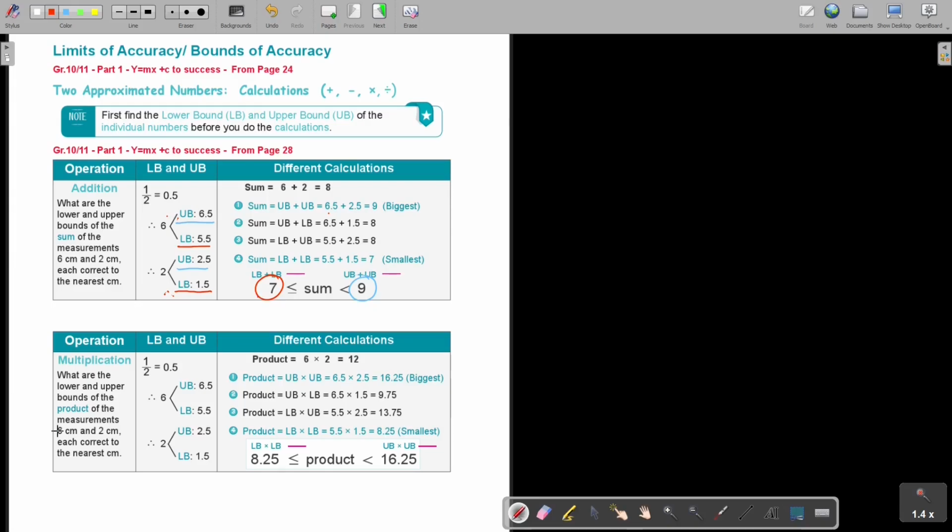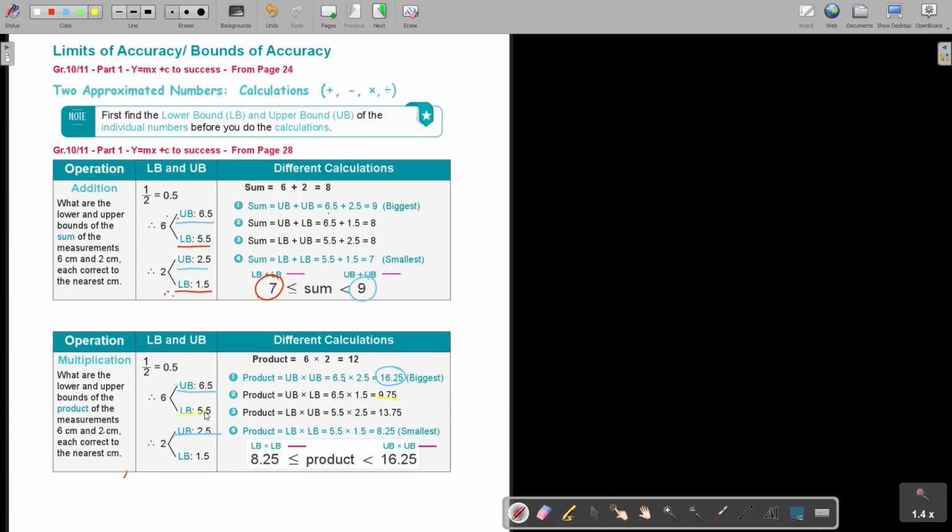Again, if you say 6 times 2, that is going to be easy. 6 times 2 is just going to be 12. But now I start playing with the numbers. So I'm going to first find the upper and the lower, and then I find the product. So again, let's go upper times upper. I get this. And then I say upper times this lower. I get this. These are middle values.